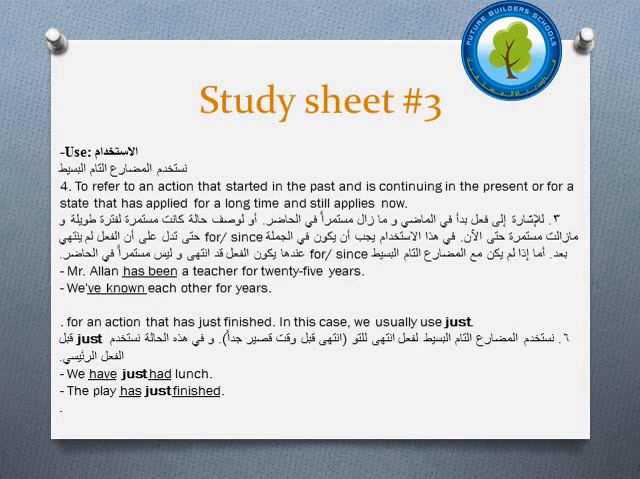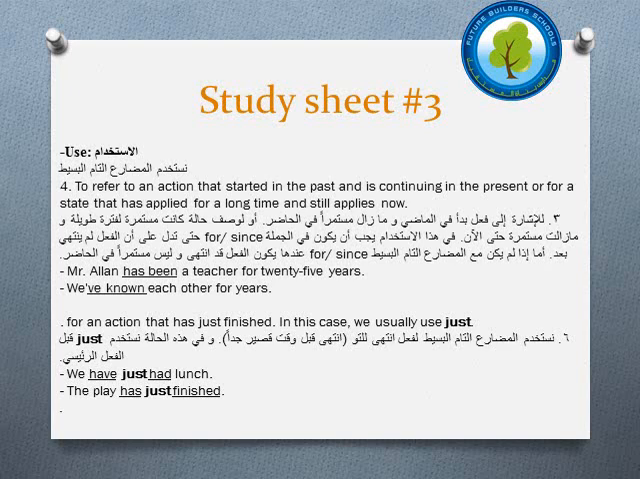Number 4. To refer to an action that started in the past and continuing in the present, or a state that has applied for a long time and still applies now. للإشارة إلى فعل بدأ في الماضي وما زال مستمر في الحاضر أو لوصف حالة كانت مستمرة لفترة طويلة وما زالت مستمرة حتى الآن. وفي هذا الاستخدام يجب أن يكون في الجملة دائما كلمة since أو for حتى تدل على أن الفعل لم ينتهي بعد. أما إذا كان الفعل في المضارع التام البسيط ولم تكن في الجملة since and for، هذا يعني بأن الفعل قد انتهى وليس مستمرا في الحاضر.